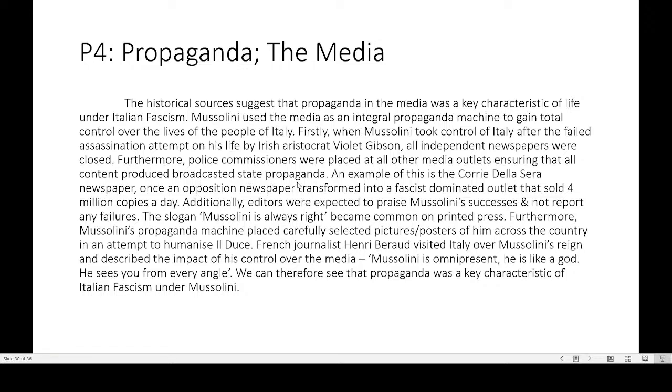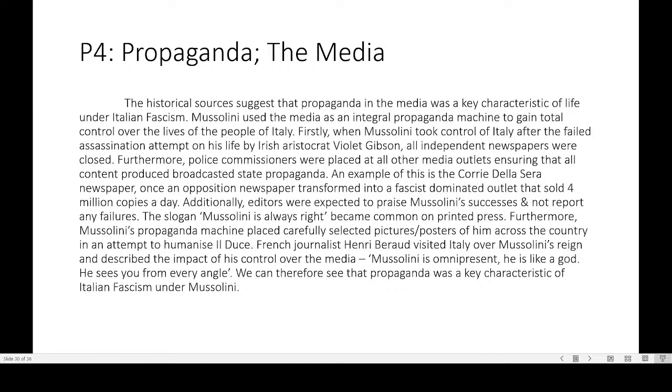An example of this is the Corriere della Sera newspaper, once an opposition newspaper, transformed into a fascist-dominated outlet that sold 4 million copies a day. Additionally, so I'm adding more evidence, editors were expected to praise Mussolini's successes and not report any failures. Once again, I'll just note how short and sweet my sentences are.